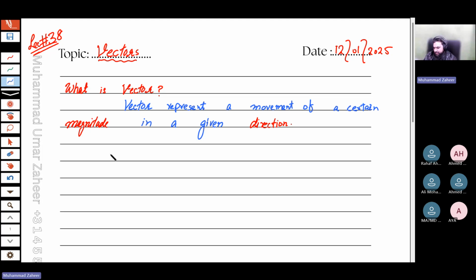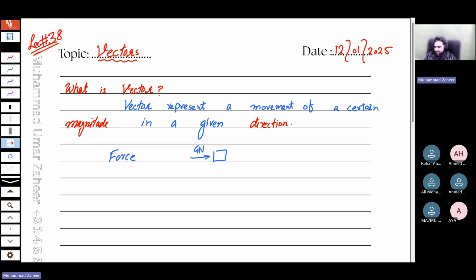Force is easy. For example, if you are applying a force on an object here, you are applying it in a specific direction and it has some magnitude. Let's say you apply a 4 Newton force. So that's why we say a movement of a certain magnitude, the magnitude is 4 Newton, and in a given direction, in this situation towards the right side. It may be upward or downward as well.